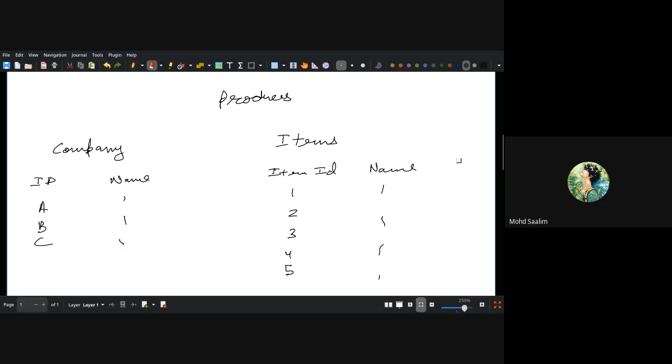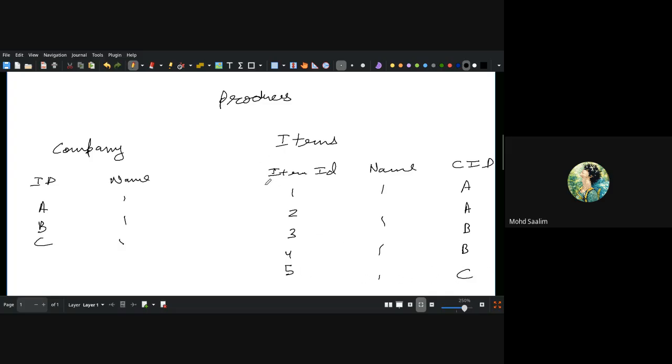It can be CID, company ID. And this company ID can be stored here. Like I can have item 1 associated with company ID A, and this also with company ID A. The third one can be associated with company ID B, and the fourth one also, and the fifth one also here.